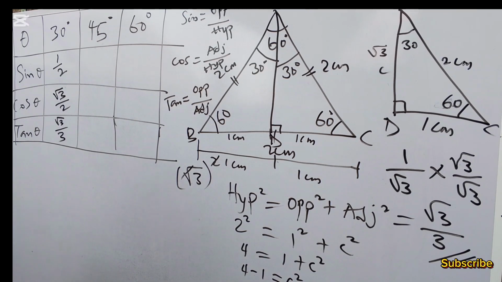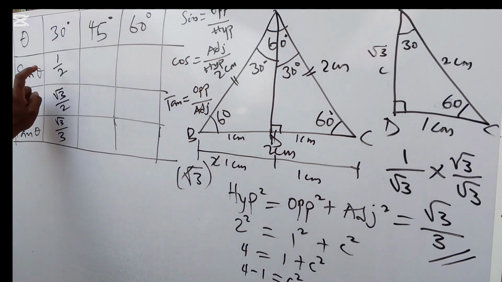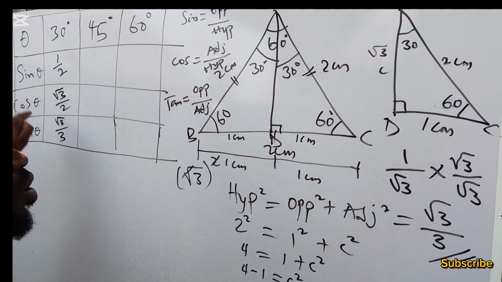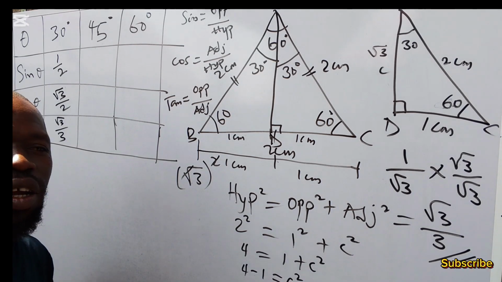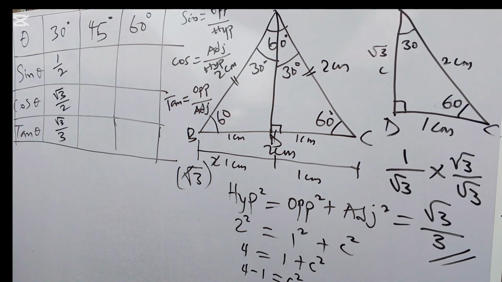So if you go to a calculator and you press sine 30, it's going to give you 0.5. And you press cos 30, it's going to give you the same value as when you do root 3 over 2, and the same thing for tan 30. That's as simple as ABC.